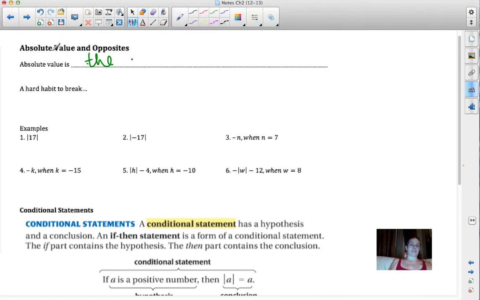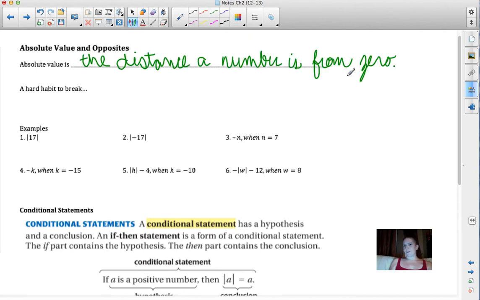So we're going to talk in this next video about absolute value and opposites. Remember from 8th grade that absolute value is the distance a number is from 0. So when we talk about the distance a number is from 0, we're talking about looking at something like positive 3 and negative 3. So we're on that number line again. Negative 4, negative 2, 0, 2, and 4. And when we look at negative 3 and positive 3, they both have a distance of 3 units from 0.